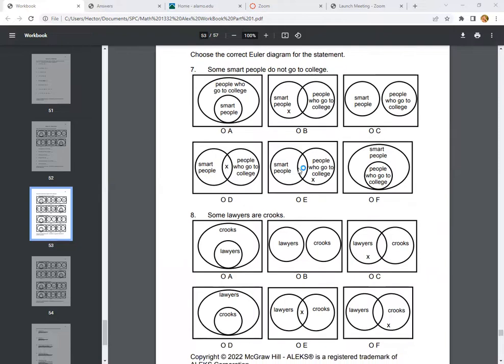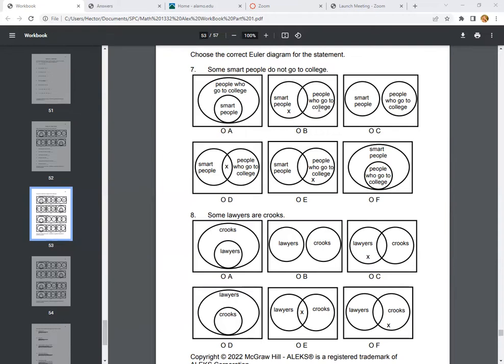So here for number 7. And let's see, so some smart people do not go to college. So what you want is an X in the smart people outside of the people who go to college, right? Because you're saying we want some smart people don't go to college. So you want an X in the smart people set outside of the people who go to college set. And the only one really that has that is B, right?